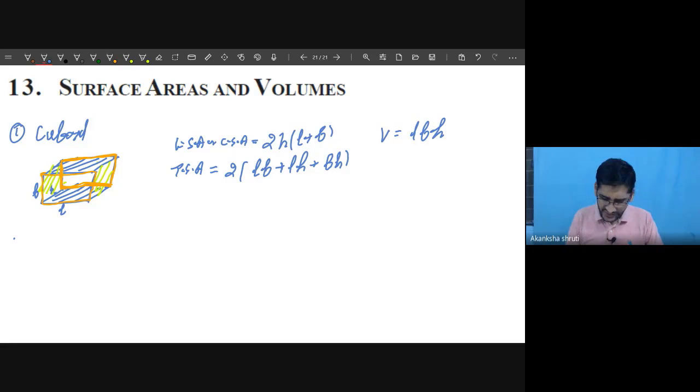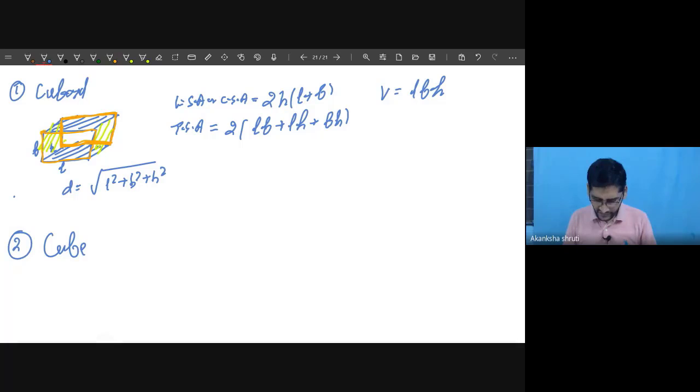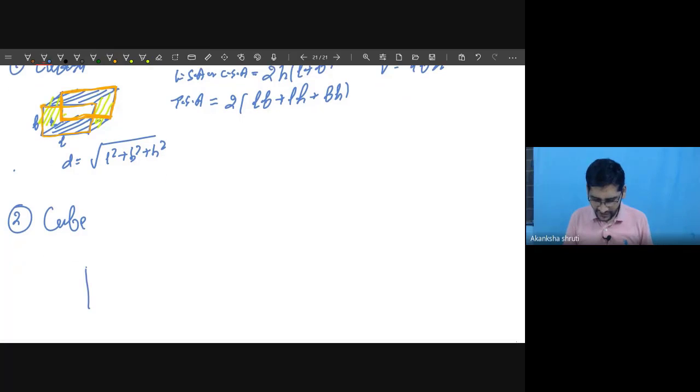The second one: in this case, the diagonal d can be calculated by under root of l square plus b square plus h square. This is the other relation. Now let us take the other one, called the cube. In this cube, what is the difference between cube and cuboid? All the side lengths become equal.